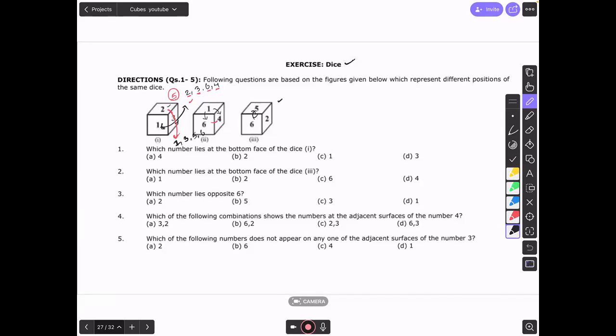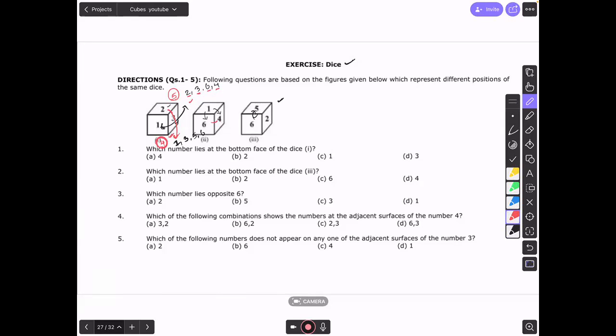Check image third. Okay, so it cannot be 1, it cannot be 3, it cannot be 5, it cannot be 6. So what is opposite to 2 now? What are you left with now? 4. Okay, so opposite to 2 it is 4.